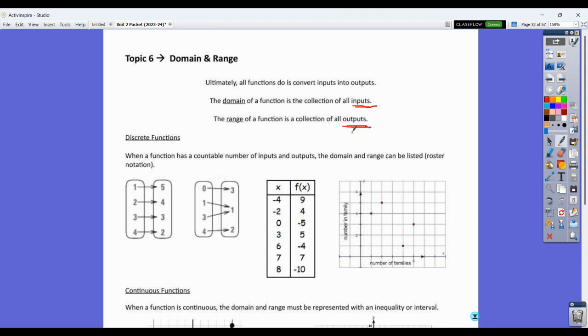And again, ask yourself, what are all of the outputs? And just make a list of all of the outputs. Sometimes it's a list, sometimes it's an interval. So that's what you're going to do from there.